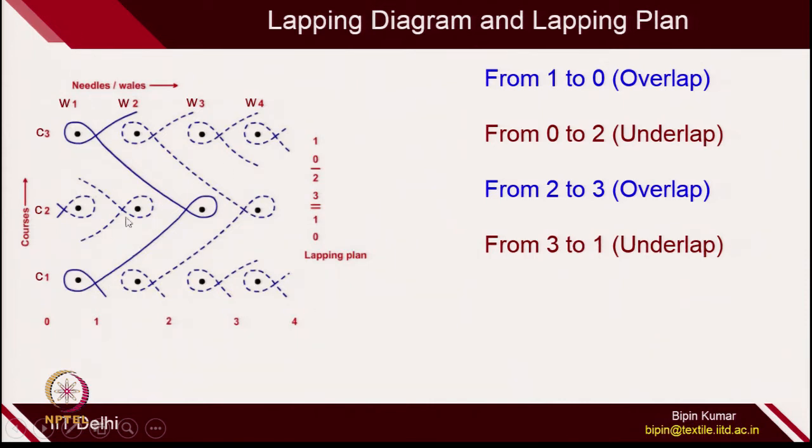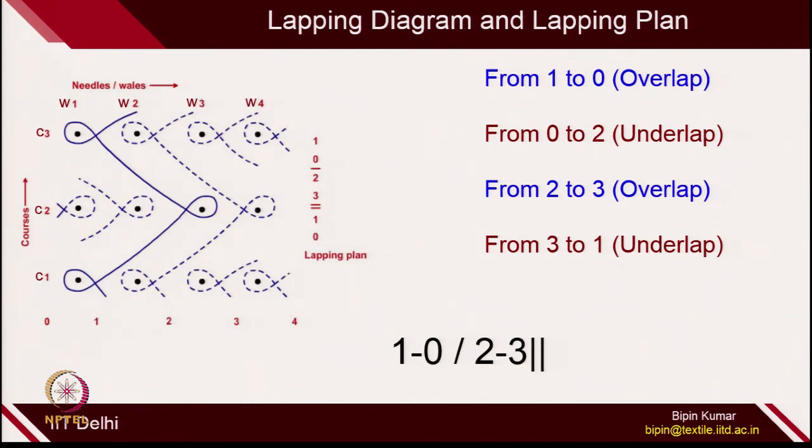So, this lapping diagram of a particular guide can be expressed by these numbers: 1, 0, 2, 3. 1 to 0 is the overlap, and the distance between the numbers is represented by a dash. Then the oblique represents the underlap. From 0 to 2 it indicates underlap, from 2 to 3 it indicates overlap, and from 3 to 1 it reaches the first position and then repeats. Once it reaches the first position, you do not have to express the same number again. In sequence the numbers repeat: 1023, 1023. So, just 4 digits are more than sufficient to describe the lapping plan for this lapping diagram.